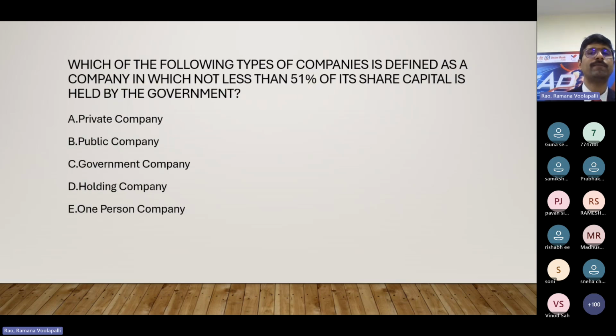Which of the following types of companies is defined as a company where 51% of its share capital is held by the government? This is an easy one. Then it is called a government company. Yes, great.